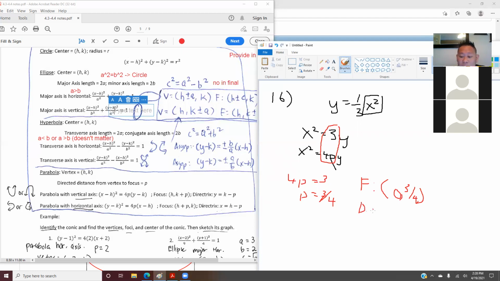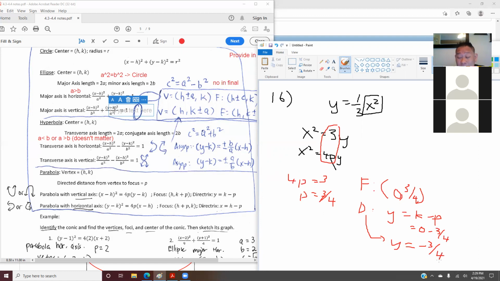And your directrix in this case is the equation y equals k minus p. Don't forget, k in this case is 0, and your p is 3/4 from this one. So your directrix in this case is y equals -3/4.